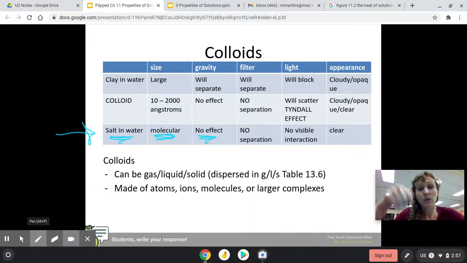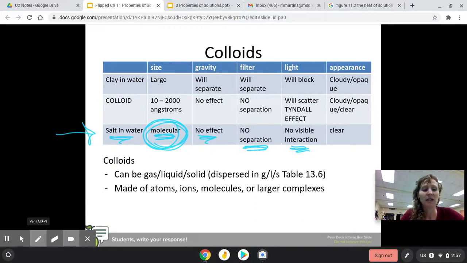If you pour it through a filter, the ions are just going to go through the filter with the water. So the filter cannot separate these things out from each other. And then here's our next test, shining a light through the solution. These ions are so small that they're too small to actually reflect light. So as you shine a light through a solution, you're not going to see anything. They're not big enough to actually scatter that light.